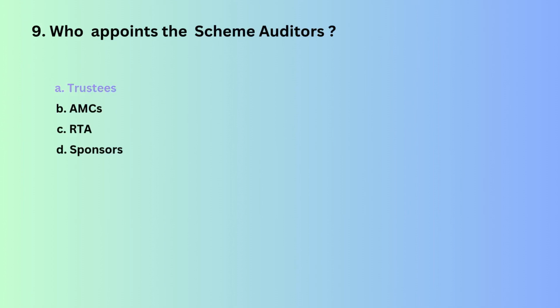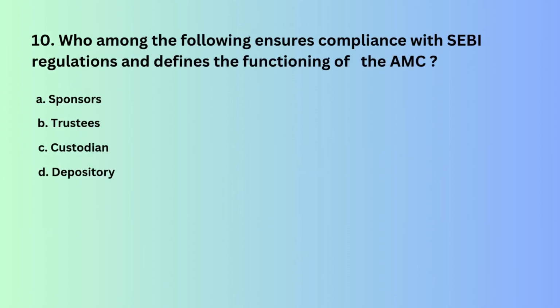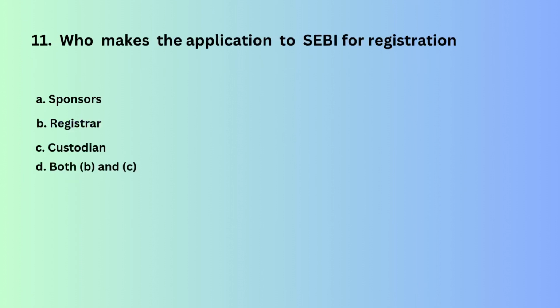Question number 10. Who among the following ensures the compliance with SEBI regulations and defines functioning of AMC? A. Sponsors. B. Trustees. C. Custodian. And D. Depository. And the correct answer is B, Trustees. Question number 11. Who makes the application to SEBI for registration? A. Sponsors. B. Registrar. C. Custodian. And D. Both B and C. And the correct answer is A, Sponsors. Now see, whenever any application has to be made, the sponsor has to go to SEBI and register it.